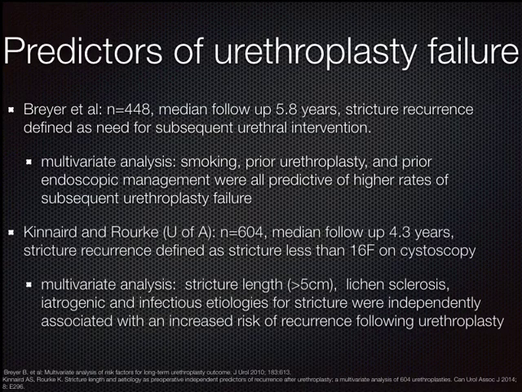The second was by Kinnaird and Rourke from U of A, who looked at 604 urethroplasties at a follow-up of 4.3 years. They defined their failure or stricture recurrence as size less than 16 French on cystoscopy, and their analysis revealed independent predictors of failure being stricture length over 5 centimeters, lichen sclerosus, or any iatrogenic or infectious cause.